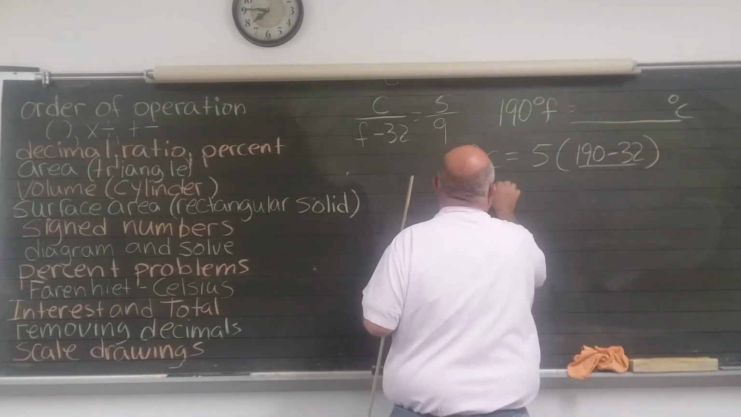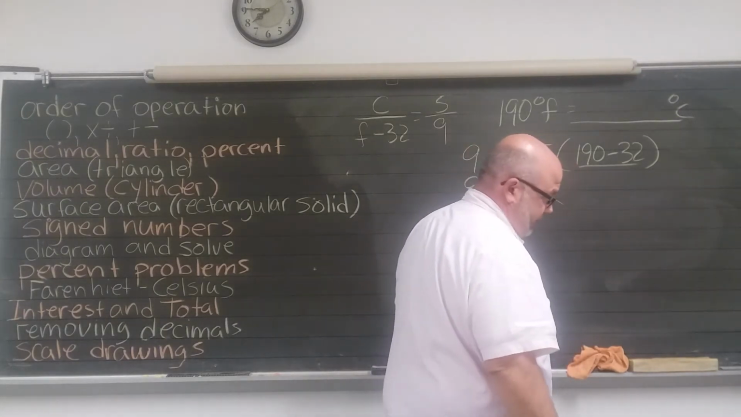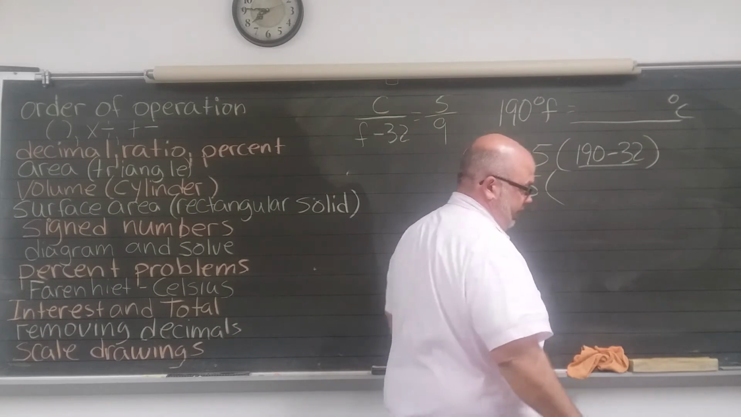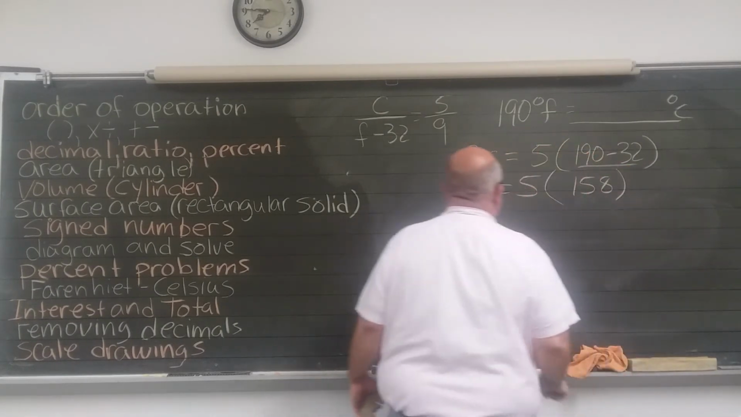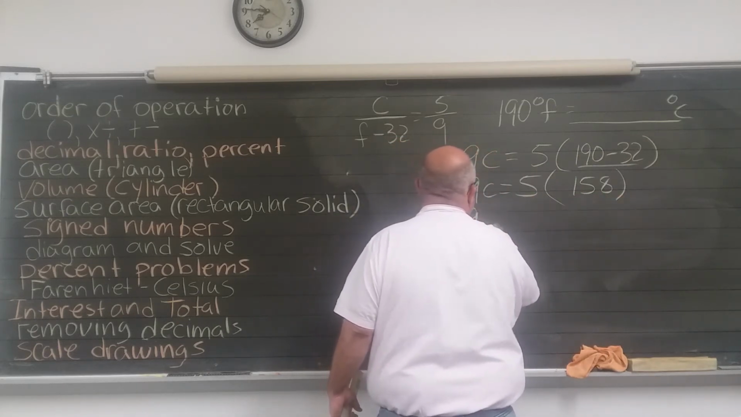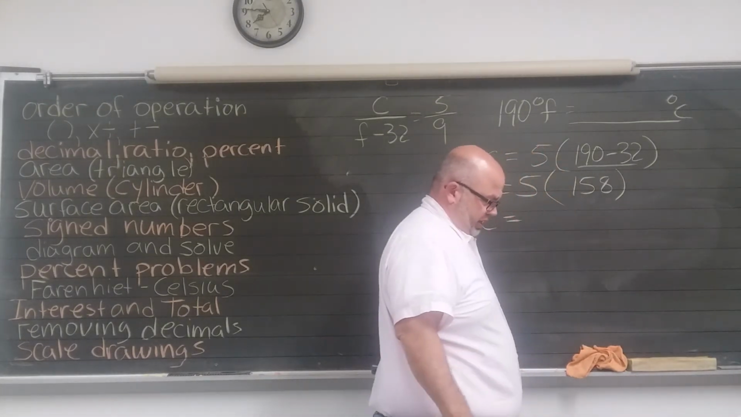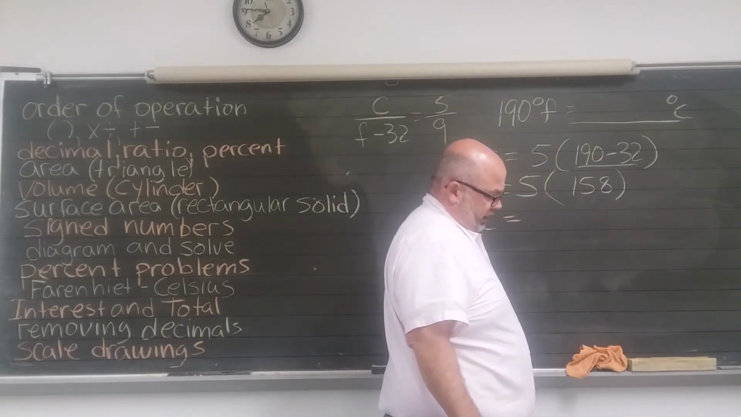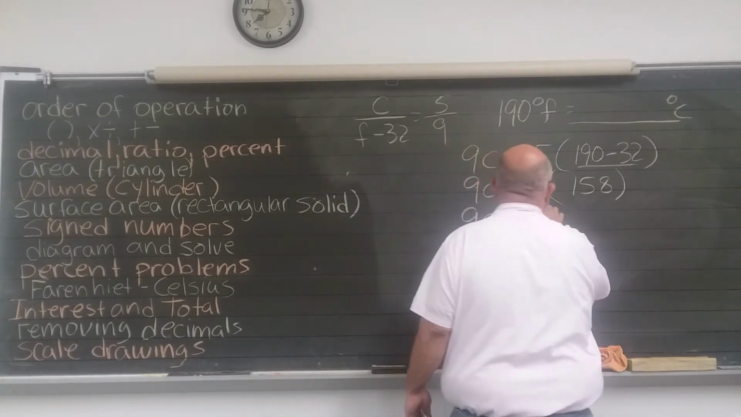Solve the subtraction problem. That's what gets solved first. 9C equals 5 times, what's 190 minus 32? Again, do the math carefully. 158. Now we're multiplying this. 5 times 158. So 9C equals, what's 158 times 5? If you do the math carefully, 790.